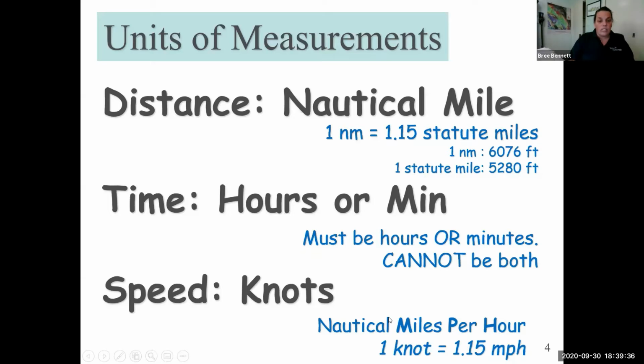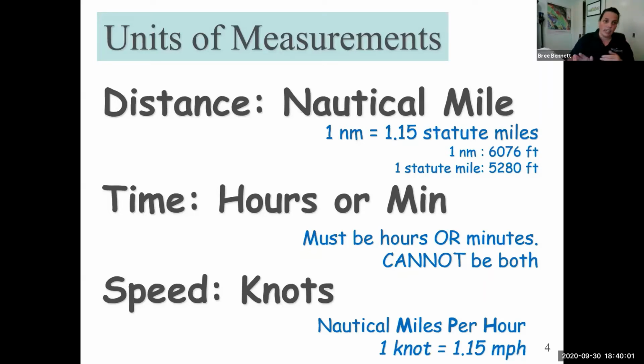And then we're going to go over speed. So knot is a new term for a lot of us, but we're going to simplify it here. A knot is a nautical mile per hour. So your standard MPH, miles per hour, is with the statute mile. So when you're looking at a knot, it's just nautical miles per hour.